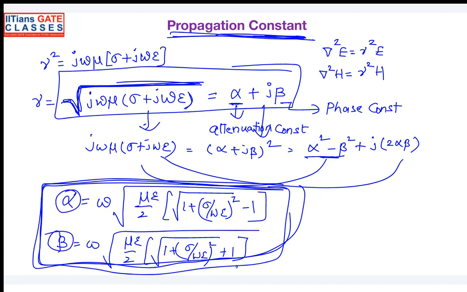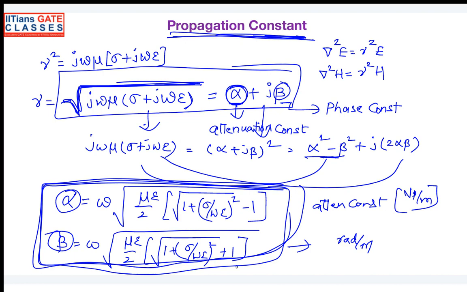Alpha is called the attenuation constant, measured in units of Nepers per meter. The phase constant is measured in radians per meter. That we will discuss afterwards, not a problem. I request everybody to solve this and post the explanation in the WhatsApp group. The real part of the propagation constant gives the variation of the amplitude with respect to space, and the imaginary part represents the phase variations.